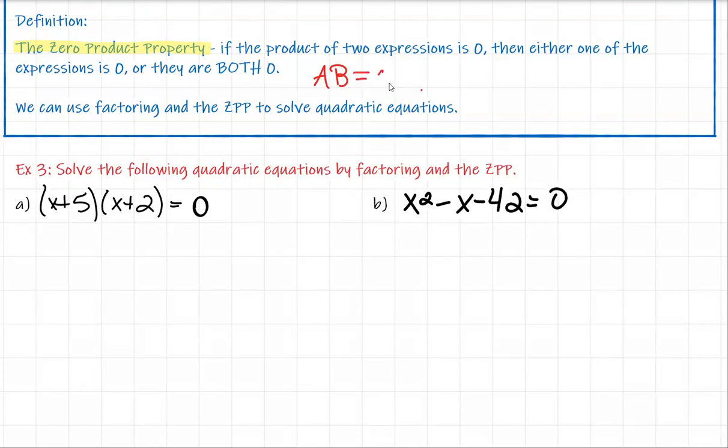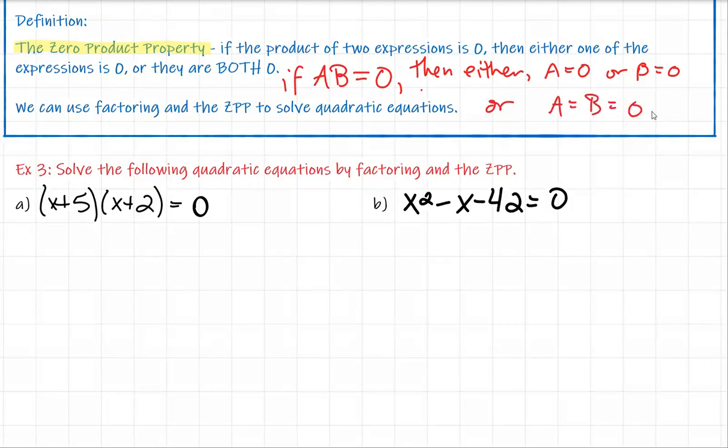If I know I get 0 when I multiply those two things, so if A times B is 0, then either A equals 0 or B equals 0. And I'm going to put a comma here. I don't know if that's grammatically correct, but I want you to see that it's either A equals 0 or B equals 0, or A is equal to B is equal to 0, right? So this is what the definition is saying symbolically. Either one of them is 0 or they're both 0, right?